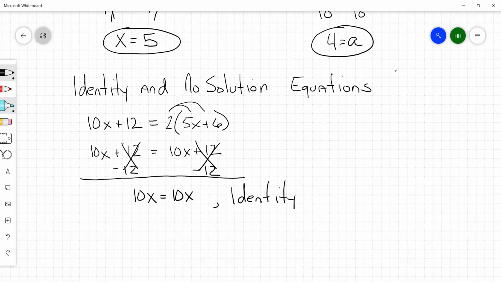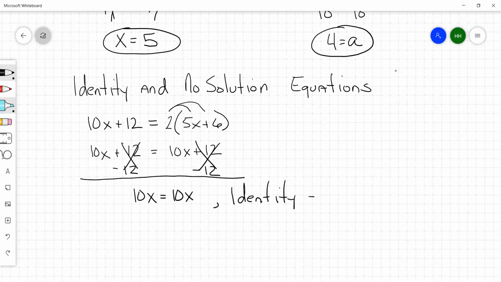It means no matter what number you put in for x, it's going to solve the equation. If you put a 1 in here for x, you get 10 times 1 equals 10 times 1. If you put a 2 in, you get 10 times 2 equals 10 times 2. It's an identity problem. All right? Sometimes it's followed up with this.